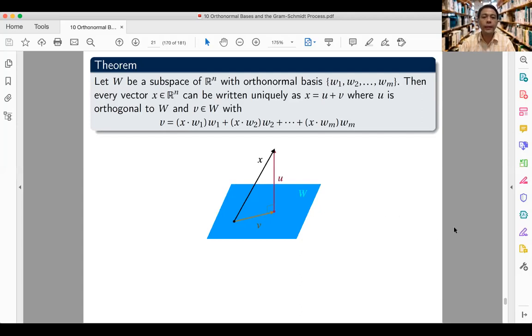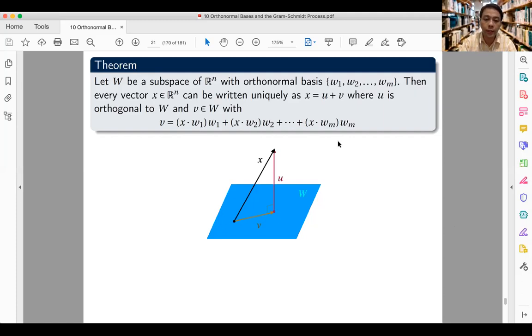And then we have this theorem: suppose that W is a subspace of Rn with orthonormal basis w1 to wm. Then every vector x in Rn can be written uniquely as a sum of u and v, where u is orthogonal to W and v is a vector in W. Specifically, this v is a linear combination of the orthonormal basic vectors, with the coefficients x dot w1, x dot w2, up to x dot wm. This is what we have used earlier for our orthonormal basis.